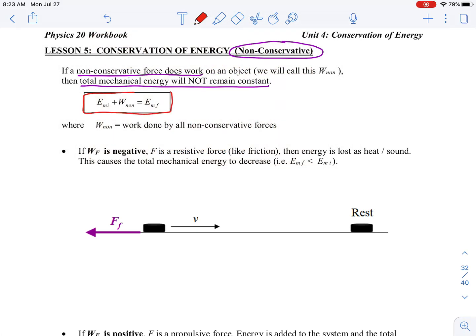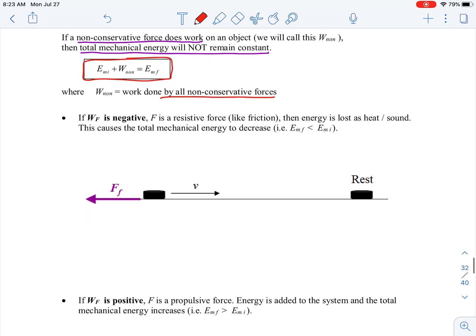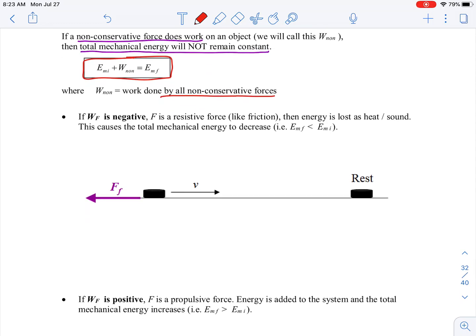It'll be EM initial plus work non, which will be the work done by all non-conservative forces, is equal to EM final. So we're going to get comfortable with that equation soon, but I just want to go over a couple of really important details about work non. I called it also work F here, but you can call it work non. In the first case, what happens if the work happens to be negative?